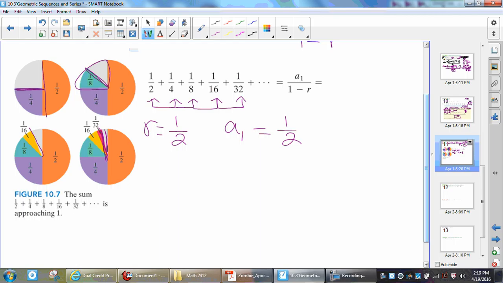So if we substitute in here, we'll have 1/2 divided by 1 minus the ratio, which is 1/2. Right here, we'll have 1/2 over, what is 1 minus 1/2? 1/2. What is 1/2 over 1/2? Is 1.